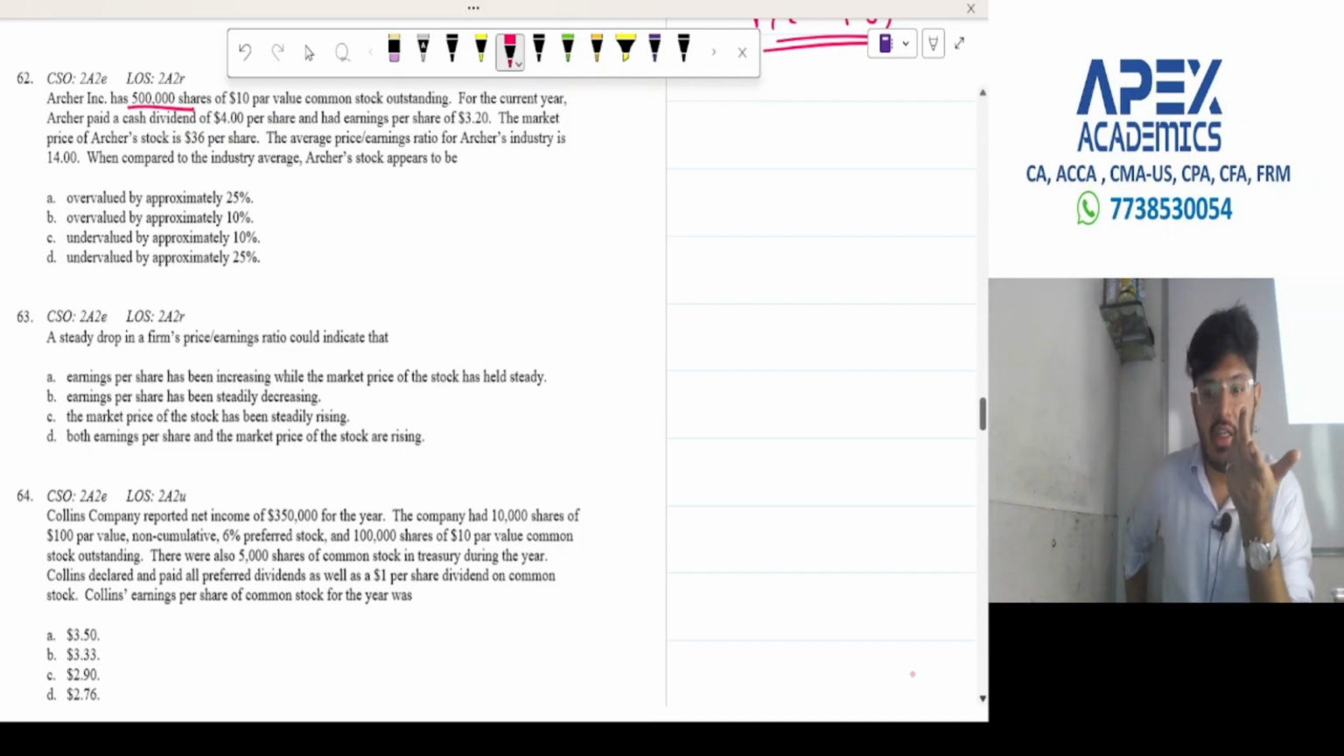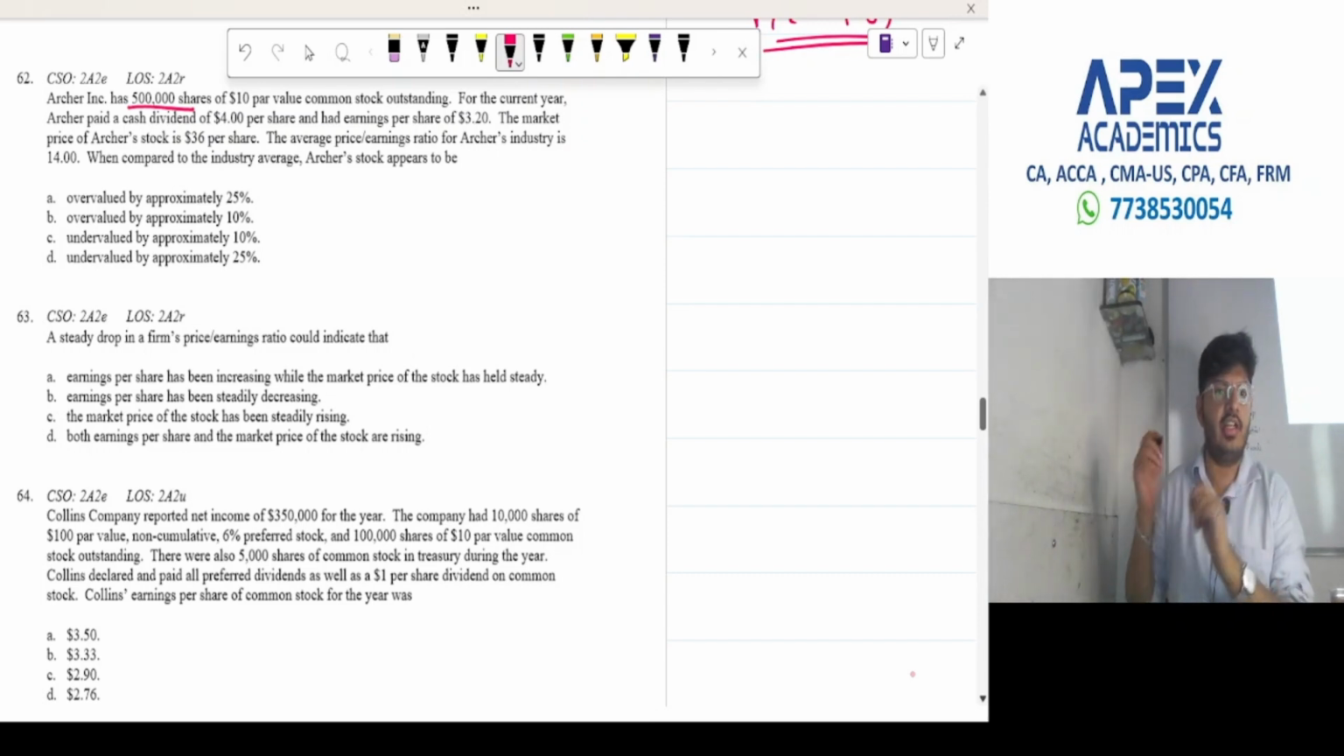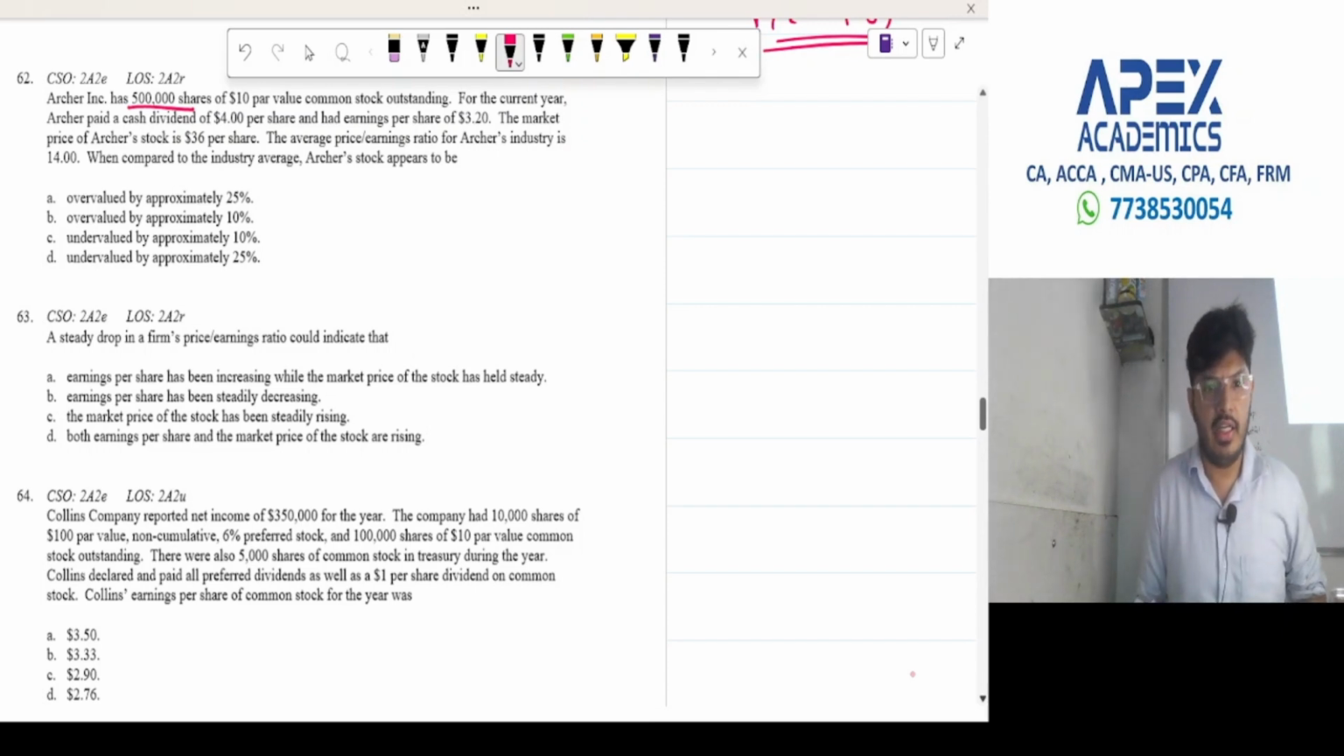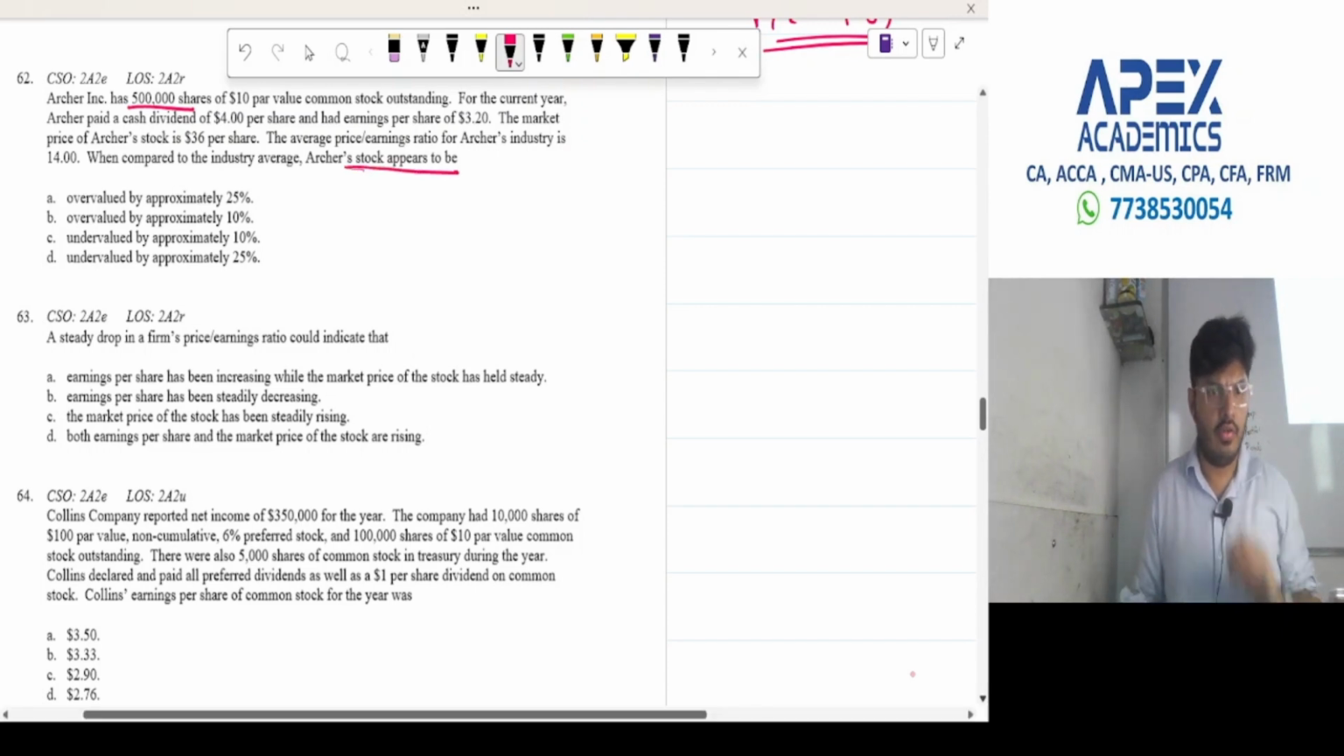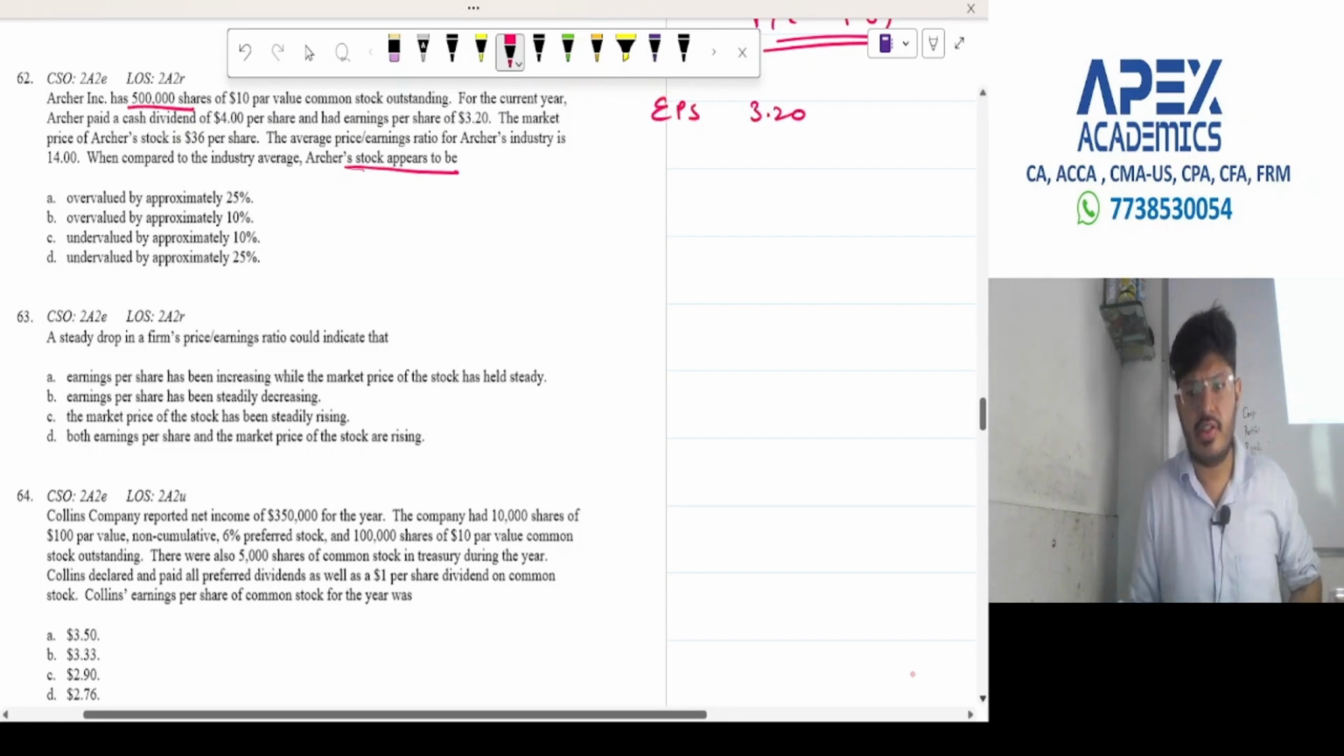Okay. Dividend कितना दिया है उन्होंने बोला है, अर्निंग पर शेयर कितना है उन्होंने बोला है। The market price of Archer stock is 36 per share. The average PE ratio for Archer's industry is 14. When compared to the industry average, what is Archer's stock? Now please pay attention. Earning per share is 3.2.